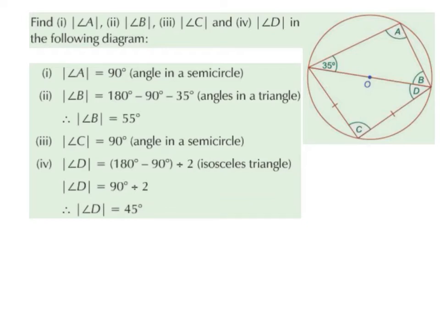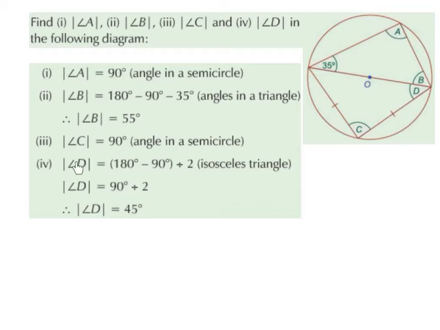So we have 90 degrees and 90 degrees. So angle A is 90 degrees because it's an angle in a semicircle, and angle C is 90 degrees because it's also an angle in a semicircle. Okay, angle B. Well, if we know that angle A is 90 degrees, and we know that this angle is 35 degrees, and together with B they form a triangle, then to find B, we're going to say 180 minus 90 minus 35 will give us 55 degrees.